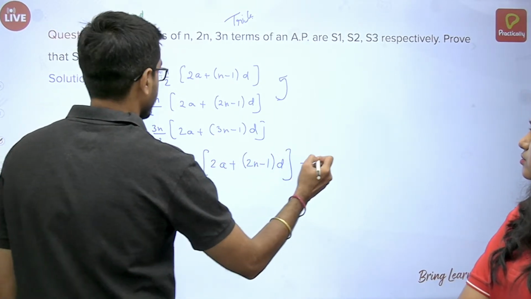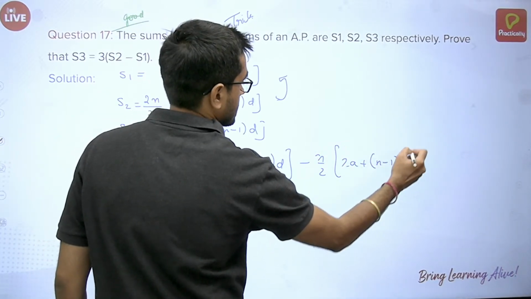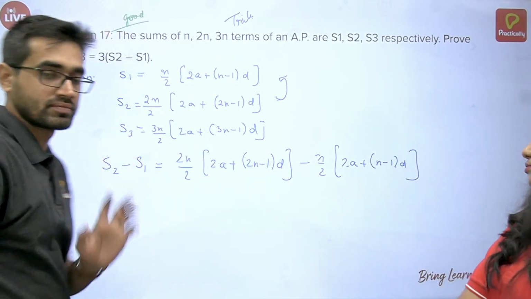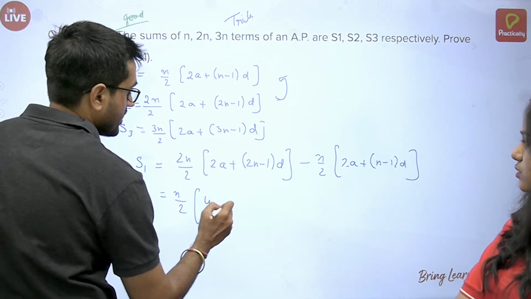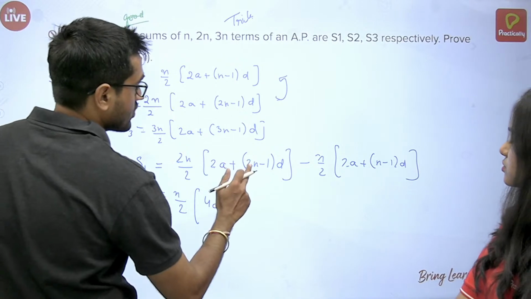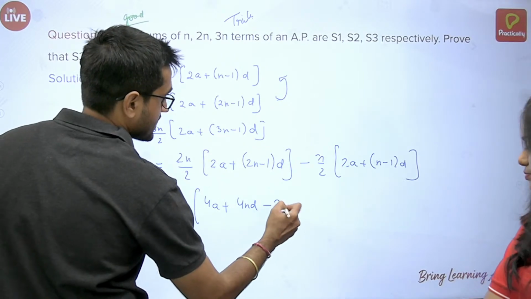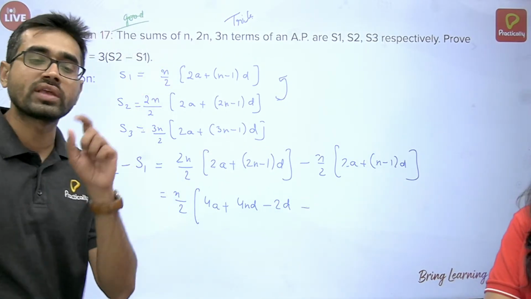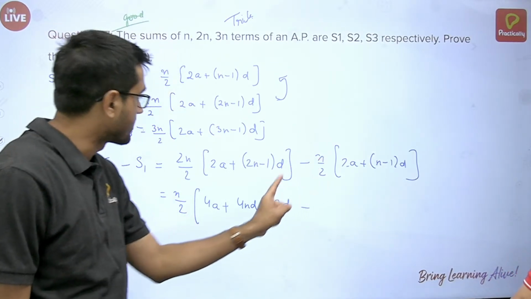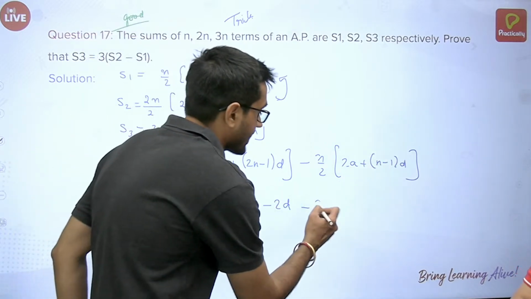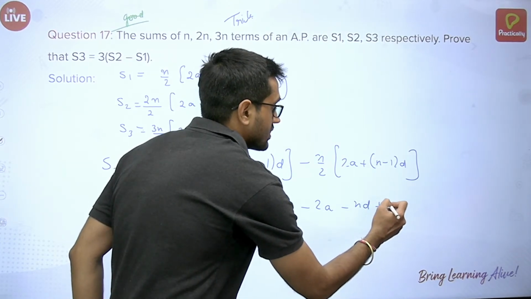Let's see S2 minus S1. Take n by 2 common. Just take this 2 and multiply inside: 4a plus, 2 into 2, so 4nd, and I'm multiplying with d also at the same time, 2 into minus 1, so minus 2d. I am skipping a lot of steps, you should be aware of it. This is a minus, and I'm taking n by 2, so all the signs will flip inside: minus 2a minus nd, and minus minus plus, plus d.